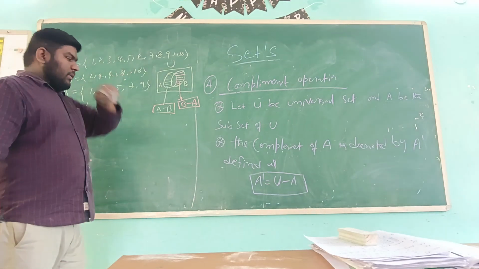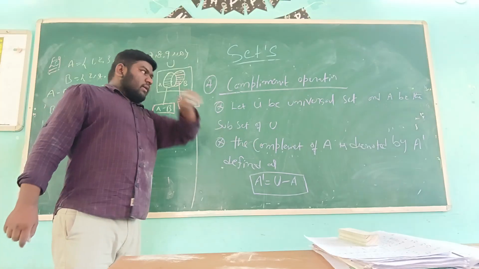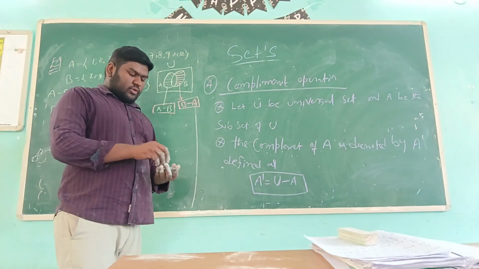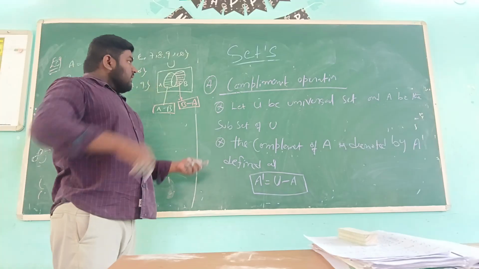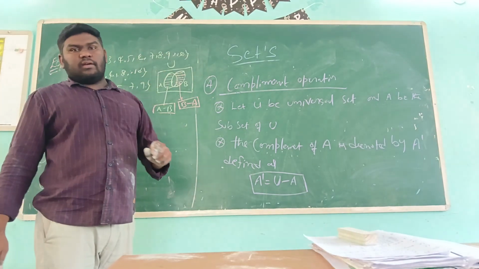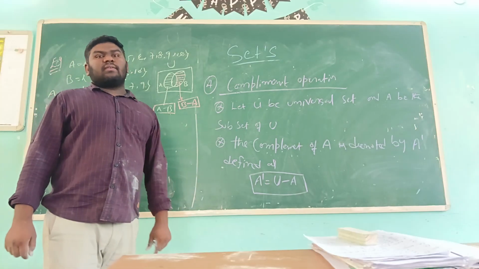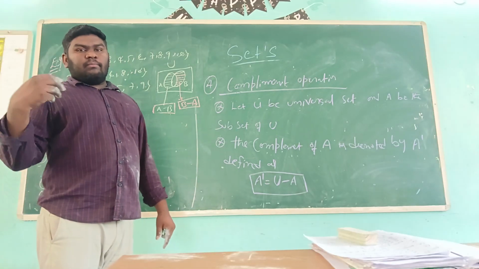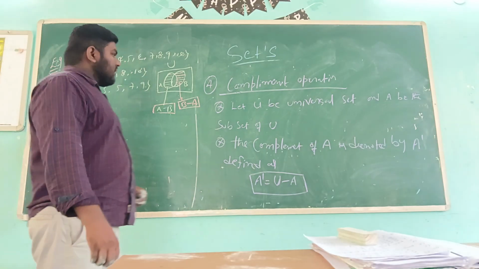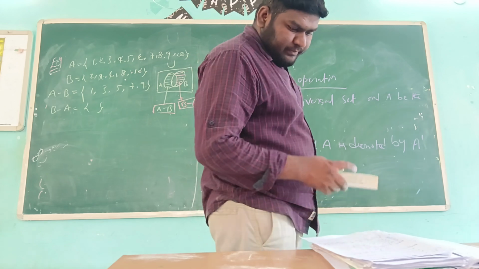Very important property. Complement of a set: the complement of A is denoted by A dash, defined as A dash is equal to U minus A. Whenever you want to do this type of operation, they will give the universal set. Understood? They must give the universal set. Then they will ask to find the A complement, B complement, or the complement of any set. Understood? Now, for example, we will go for the A complement.